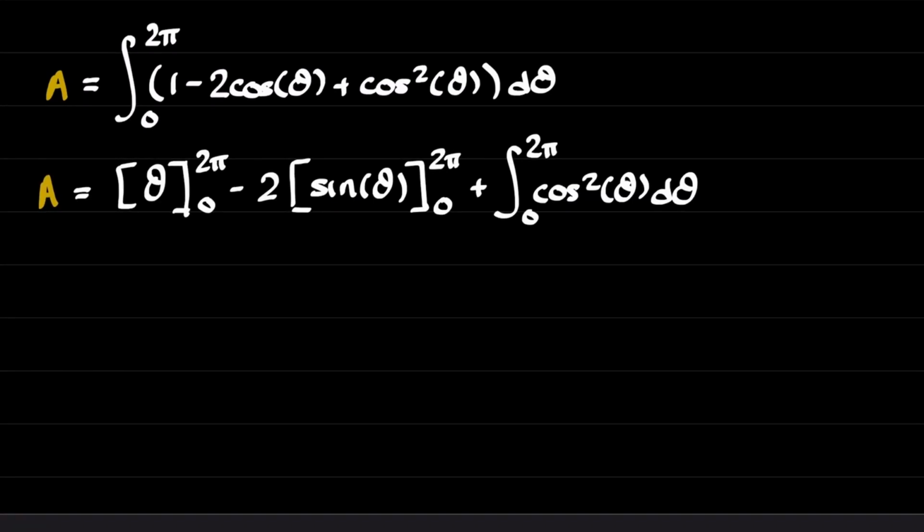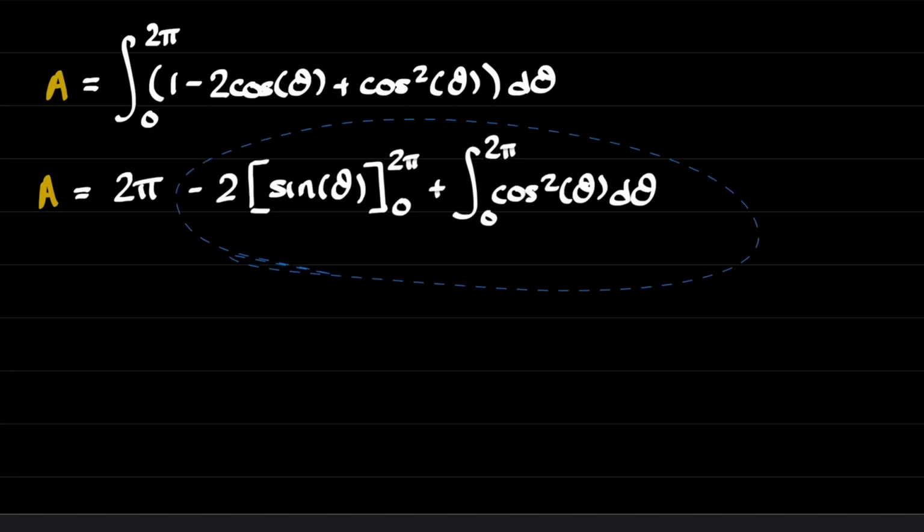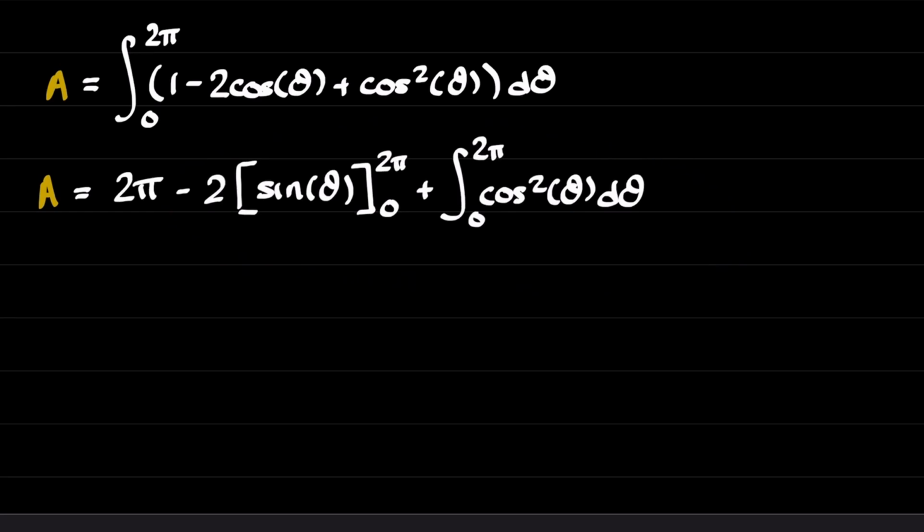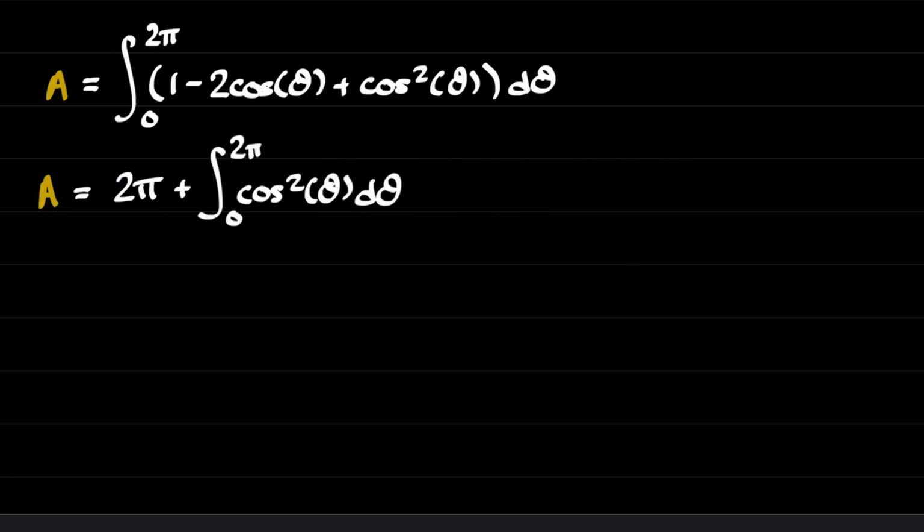Before we work with cosine squared of theta, let's just evaluate these first two terms. Now this first term simply evaluates to 2 pi. The second term here, sine of theta, evaluated from 0 to 2 pi. Well, sine of 2 pi is 0, and sine of 0 is also 0, which means this entire term is simply equal to 0. So we can erase that term there. And so A, the area under our cycloid, is just equal to 2 pi plus the integral from 0 to 2 pi of cosine squared of theta.